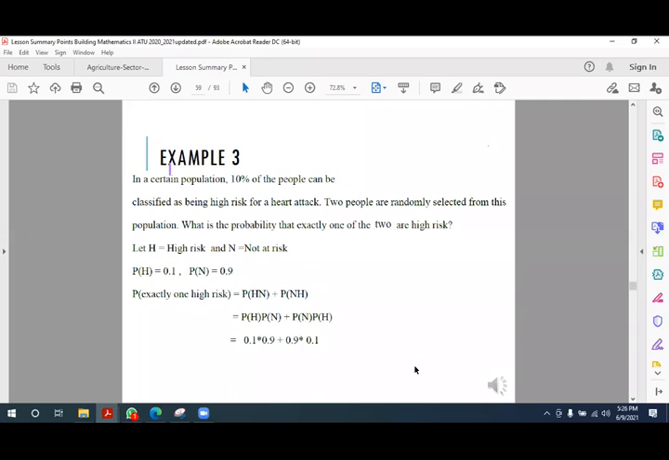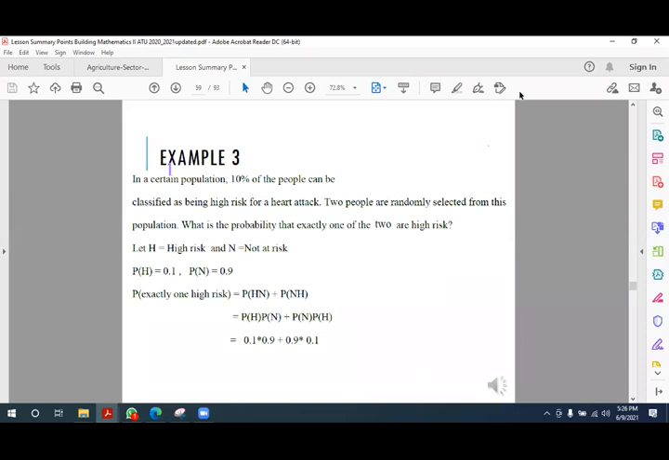It says in a certain population, 10% of people can be classified as being high risk for a disease or a heart attack. Two people are randomly selected from this population. What is the probability that exactly one of the two is high risk?